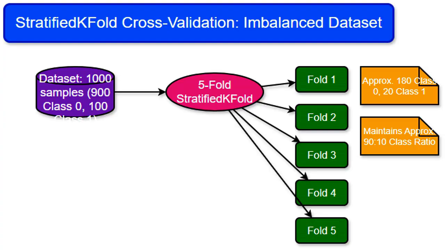I'm using StratifiedKFold because I have an imbalanced dataset. This technique ensures that the class proportions in each fold are similar to the overall dataset, preventing bias during cross-validation. Think of it like making sure each team in a sports league has a similar mix of skilled and less skilled players, so the games are fair.